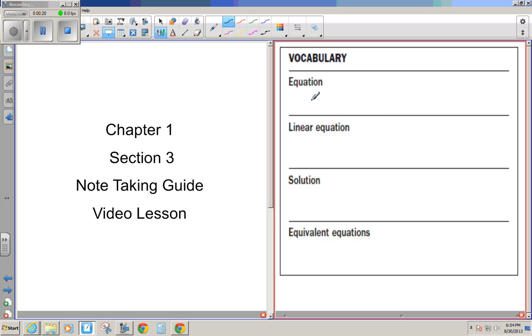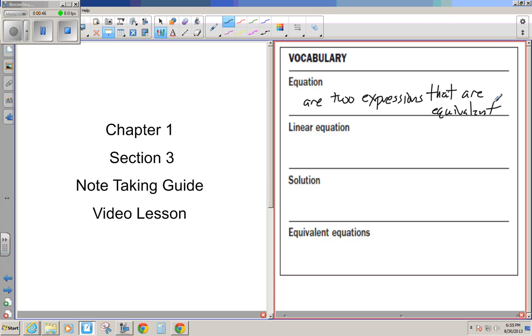So an equation can be defined as basically two expressions that are equivalent. Two equations that are equal or equivalent.